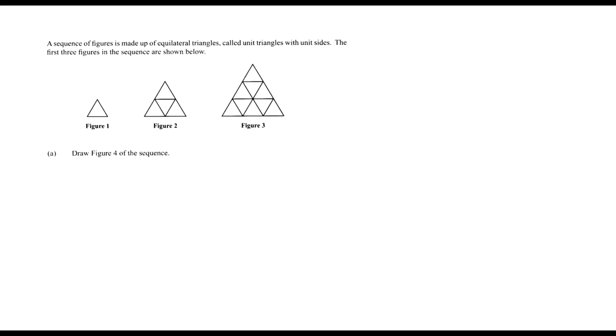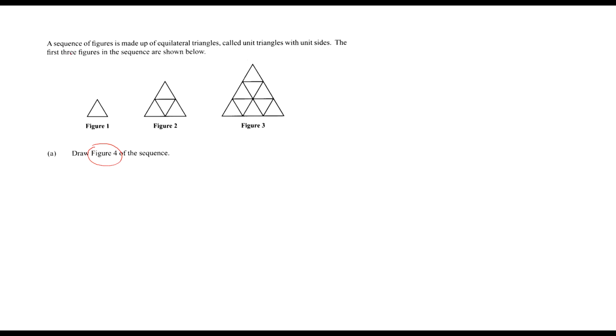So you have a sequence of figures made up of equilateral triangles called unit triangles with unit sides. When we say unit triangles with unit sides, we mean the length of the sides equals 1, right? The first three figures in the sequence are shown below. So what you have to do is try to look at the pattern and figure out what, in this case, figure 4 looks like.